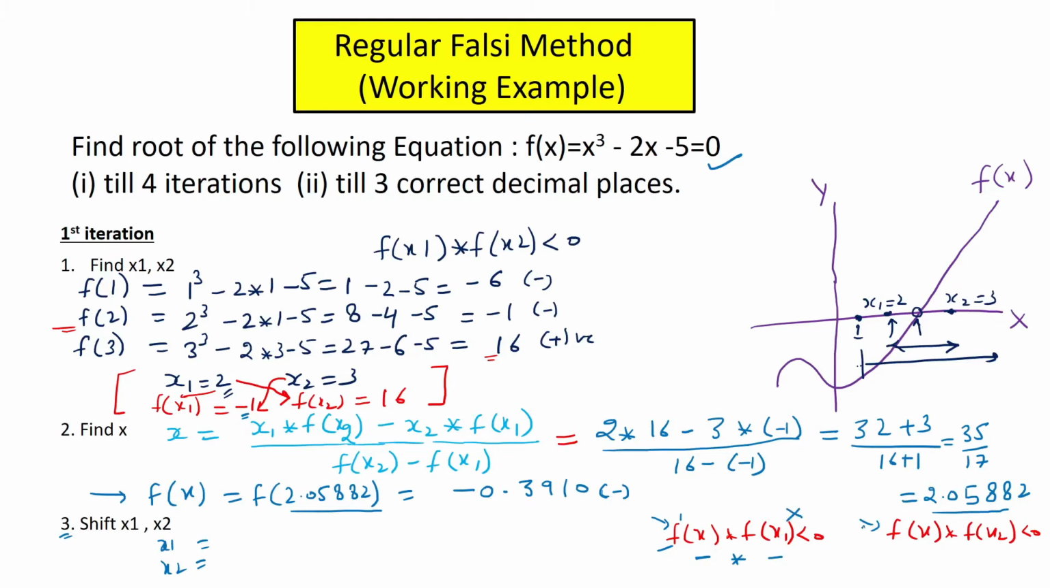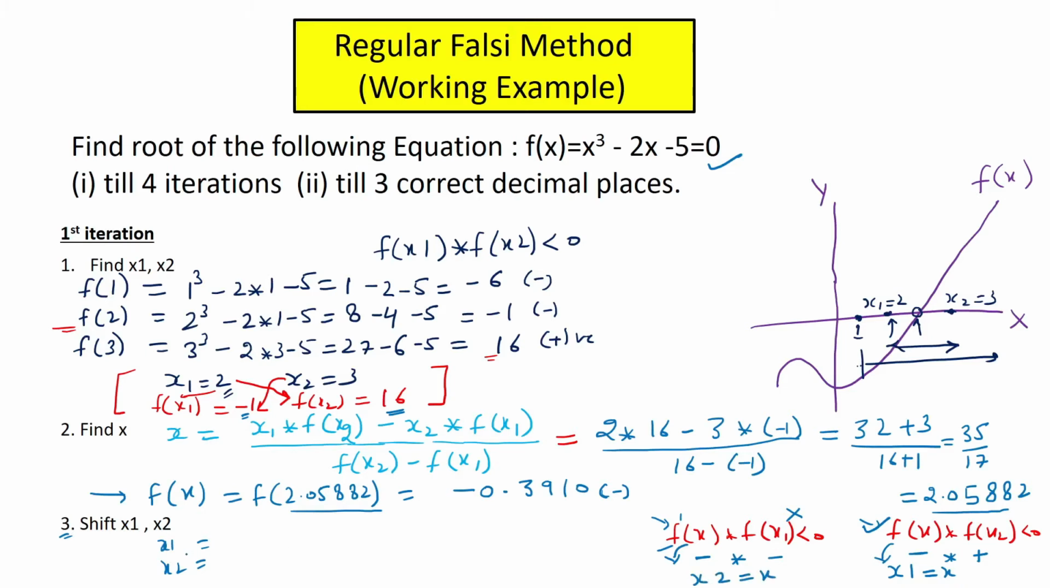Now if I come to this condition, this says f of x is negative and f of x2, here it is 16. So this is a positive value. Negative and positive value we are getting, so we will get a negative value after multiplication. So this condition means we have to change x1 and it will be equal to x. And if the other condition were to be true, then we would change x2 equal to x.